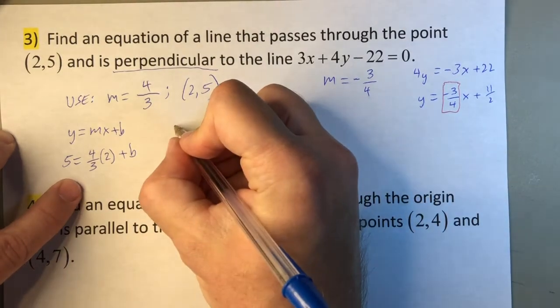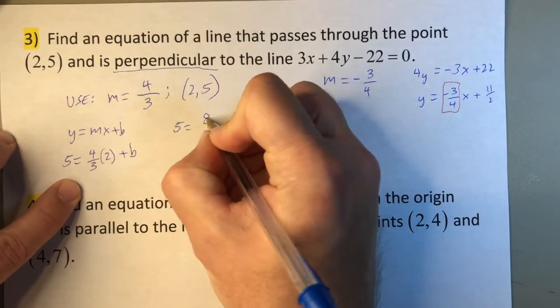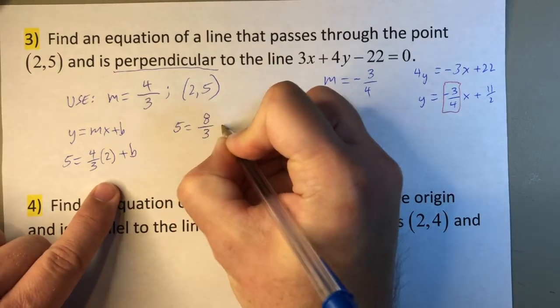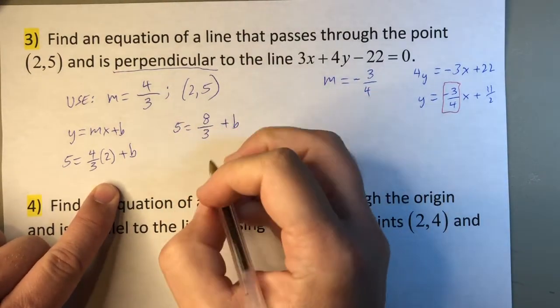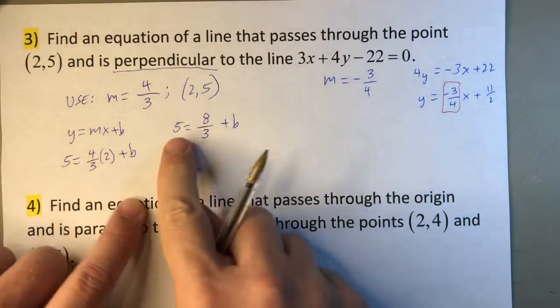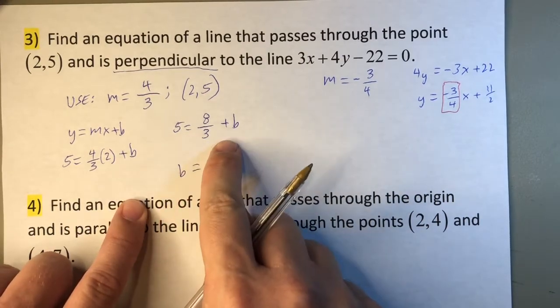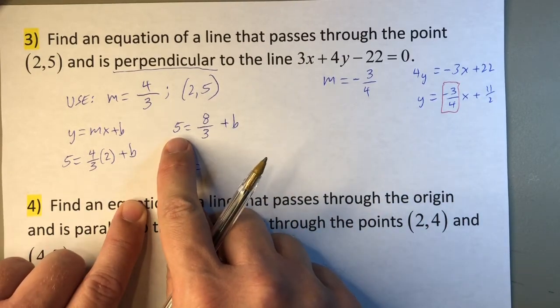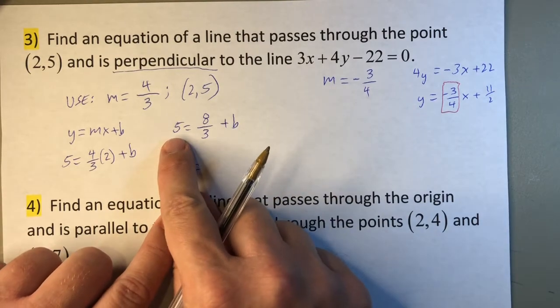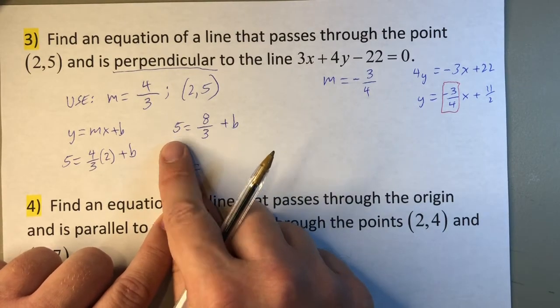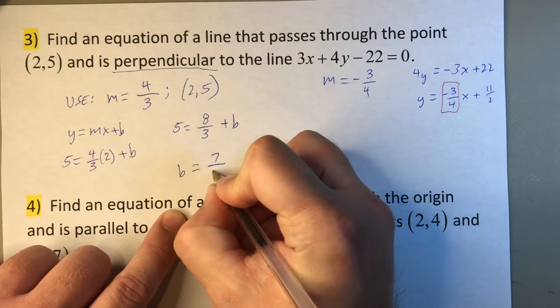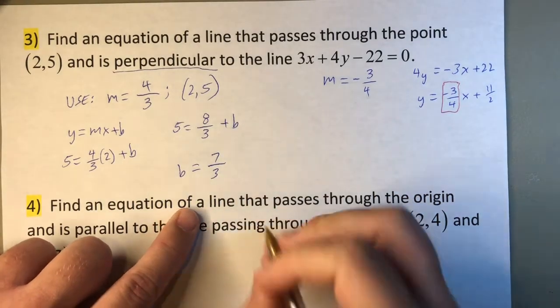So let's go over here. We have 5 equal to 8/3 plus b. Now I'm going to subtract 8/3 from both sides. So 5 minus 8/3 is what? Well, 5 is 15/3 minus 8/3, that's 7/3. So b is 7/3.